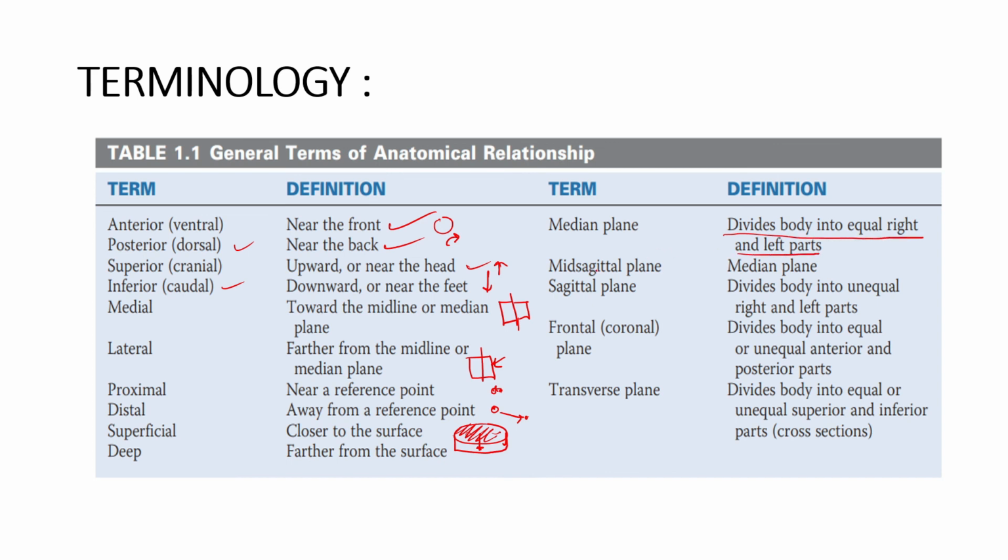Already we have seen that. Mid-sagittal plane, same, median plane. Sagittal plane divides body into equal right and left parts. That is sagittal. Okay. Frontal or coronal divides body into equal or unequal anterior and posterior parts. I already have shown in the figure. Now transverse means divides body into equal or unequal superior and inferior parts, cross sections.